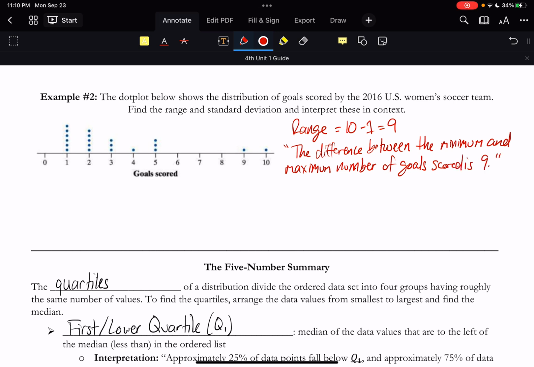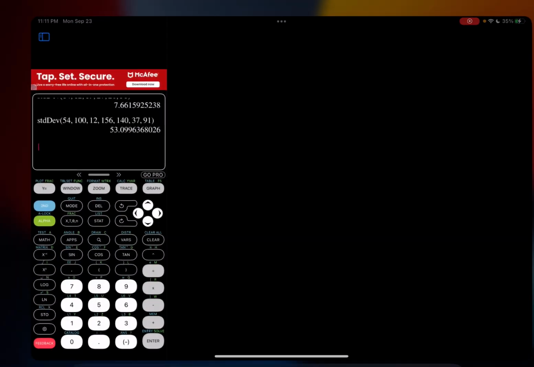So that's going to be my interpretation of my range. Now if I want to find my standard deviation of this, again, I'm going to go to my calculator, and I do need to put these data points in one by one. So this is going to be putting 1 in 6 times, putting 2 in 5 times, 3 in 3 times, etc. Okay, so I'm going to go second, list, arrow over to math, option 7 for standard deviation.